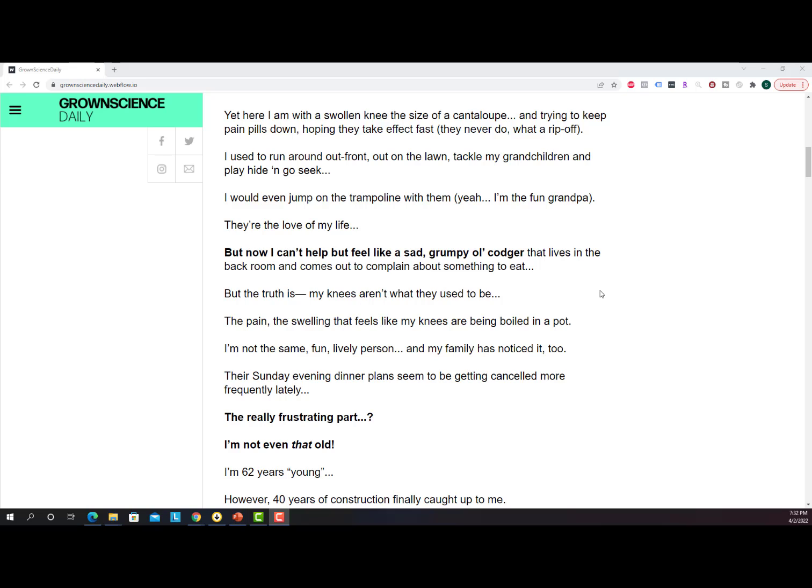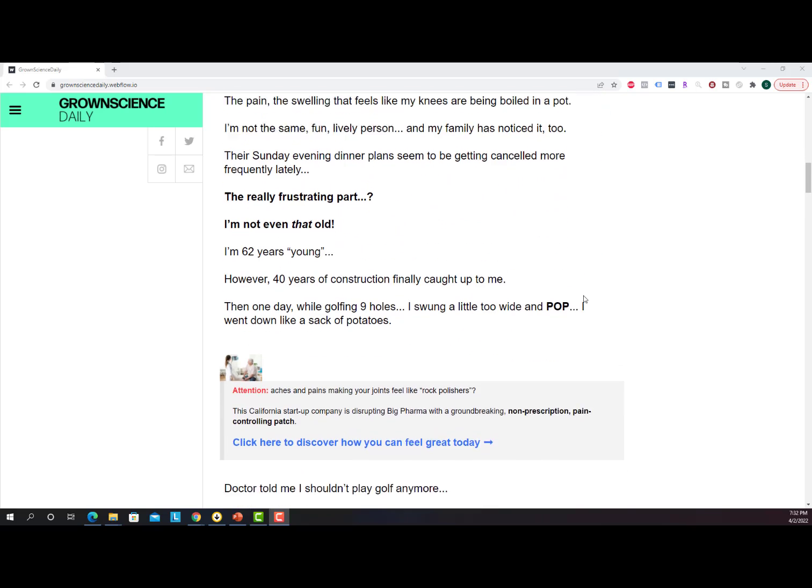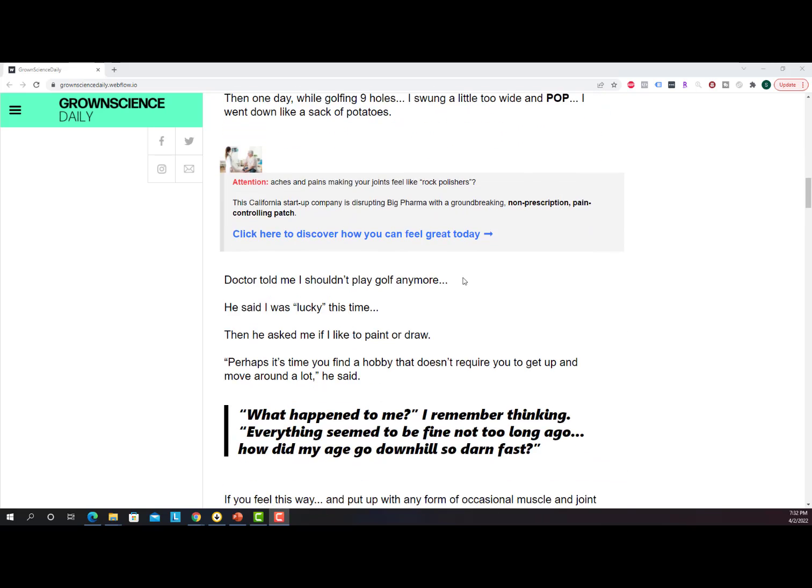My knees aren't what they used to be, the pain, swelling. I'm not the same fun, lively person, and my family has noticed it as well. Their Sunday evening dinner plans seem to be getting canceled more frequently lately. Really hitting those pain points, those secondary pain points, stemming from the original pain, and talking about the emotions related to it. It talks about golfing. The doctor told me I shouldn't golf anymore. So clearly this guy is in a nightmare situation, right?